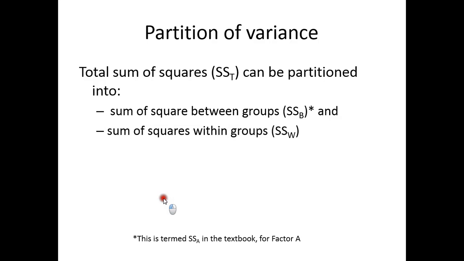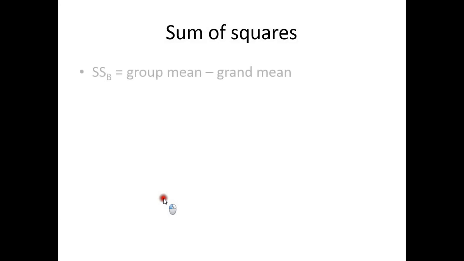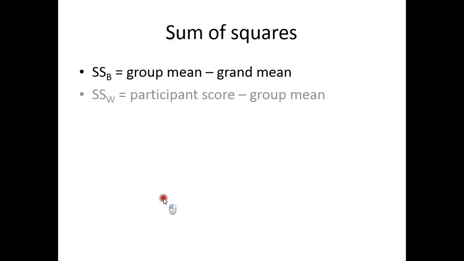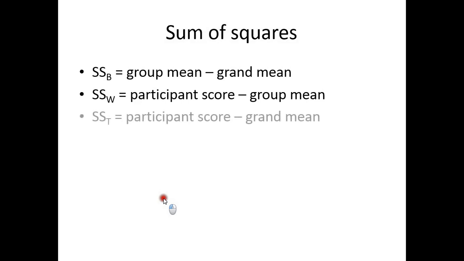So together this equals total variance, because it's the difference between the participant's score and their group mean, plus the difference between the group mean and the grand mean, which together equals the difference between the participant's score and the grand mean. So sum of squares between groups, as I just said, is the difference between the group mean and the grand mean. Sum of squares within groups is the difference between the participant's score and the group mean, whereas sum of squares total is the difference between the participant's score and the grand mean. So this equals these two, which I'll show you on the next page.